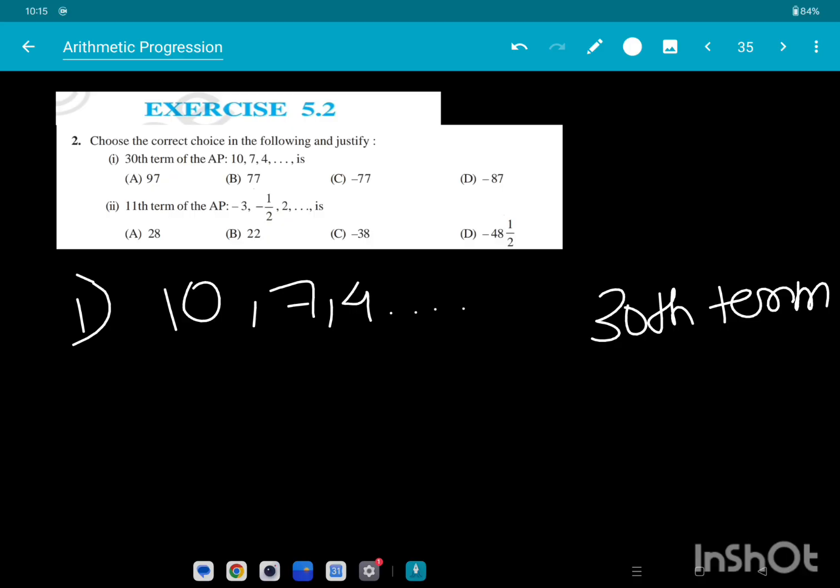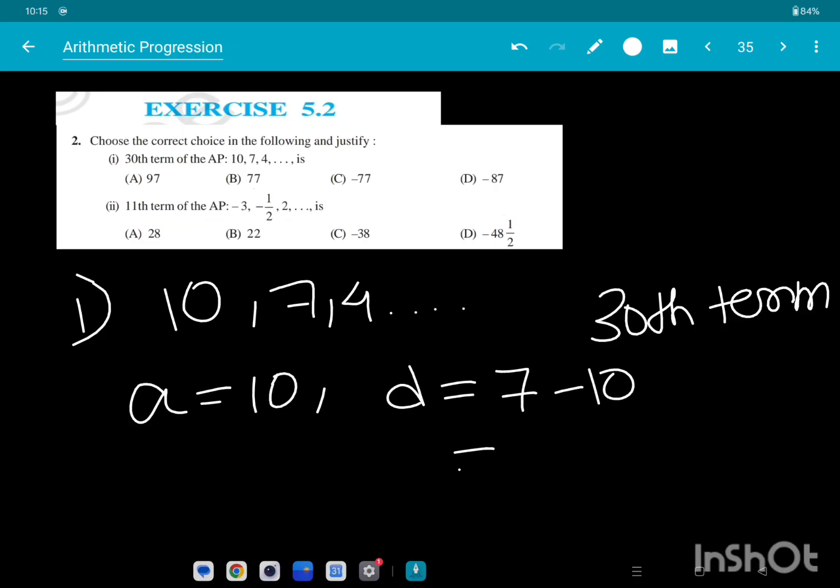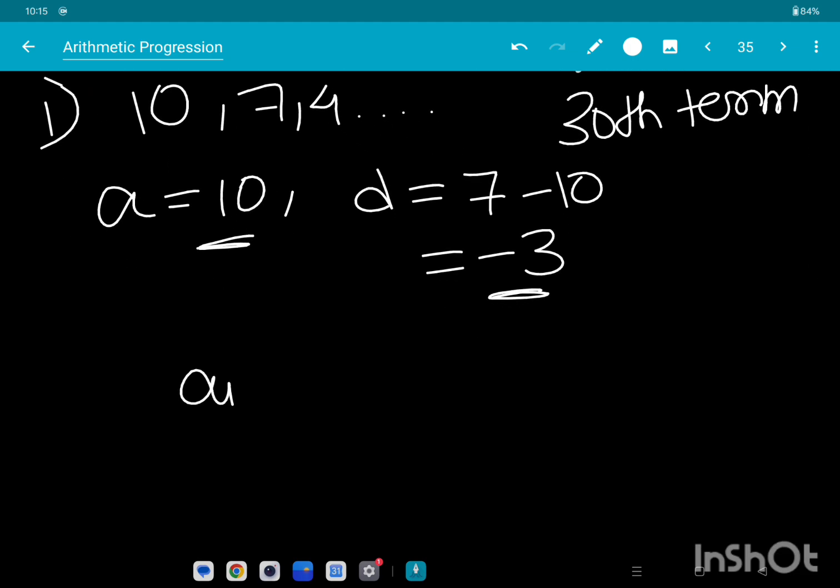So 10, 7, 4. Here what is the a value? 10. And we need to find the common difference. What is the difference? 7 minus 10, which is minus 3. So the common difference is minus 3. The first term is 10. And 30th term means this is the n value. Now I am going to find the 30th term. an is equal to a plus n minus 1 into d.